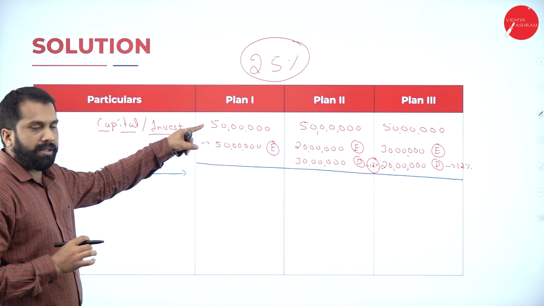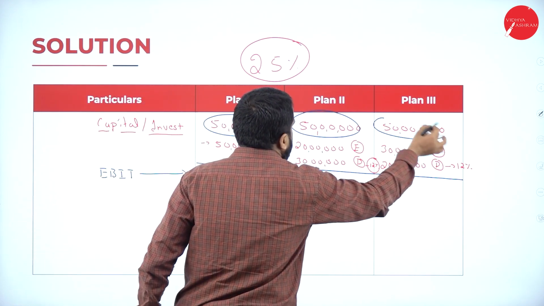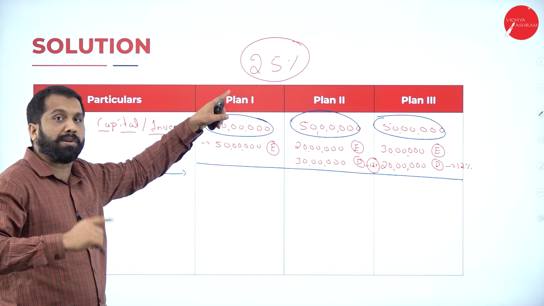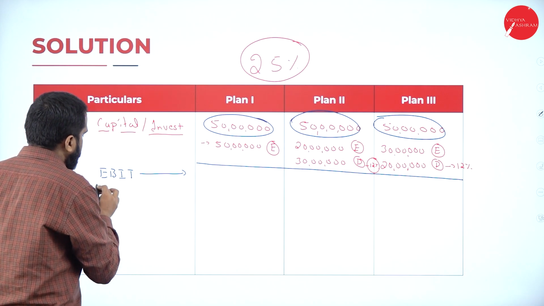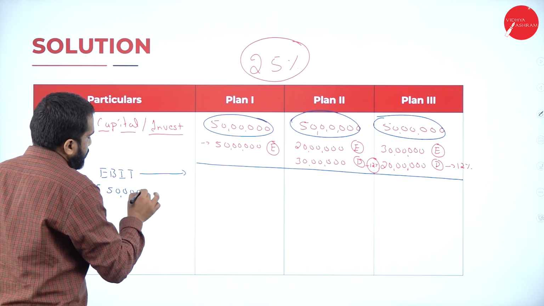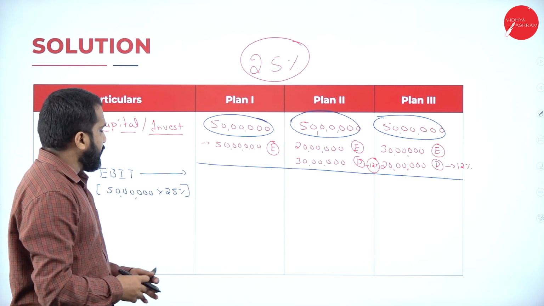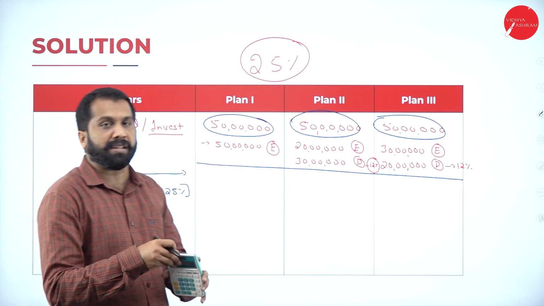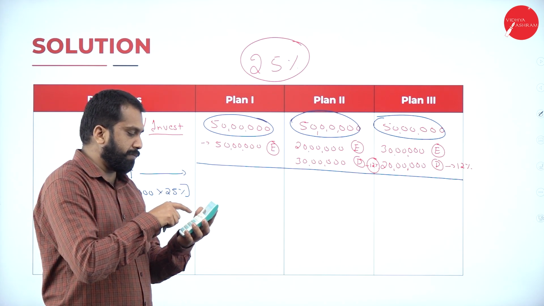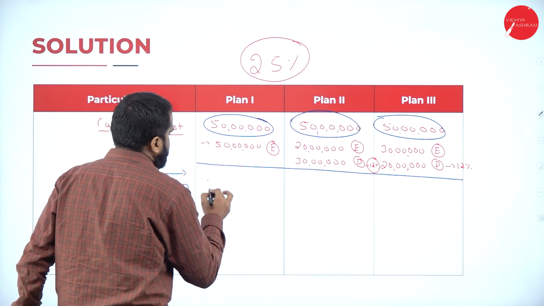What is your capital? 50 lakh. Remember, your capital is 50 lakh. What is the percentage? You are earning a 25% return on investment. Now, this 50 lakh multiplied with 25%, you will get around 12 lakh 50,000, but just confirm once. 50 lakh into 25%.